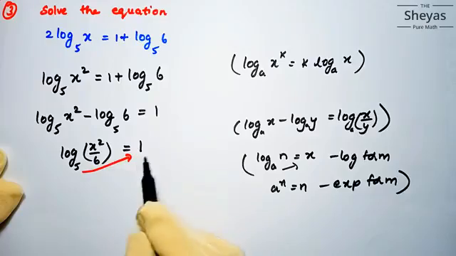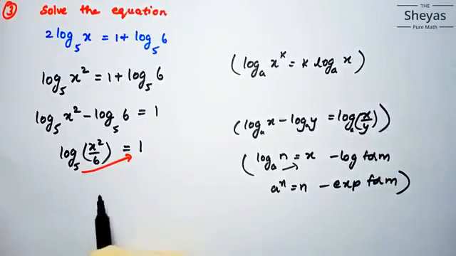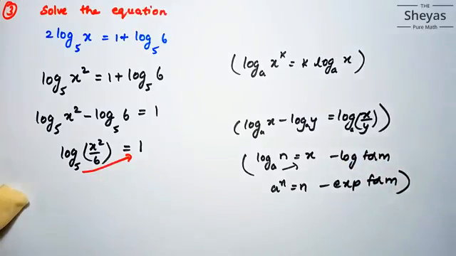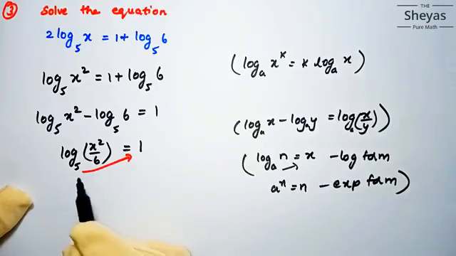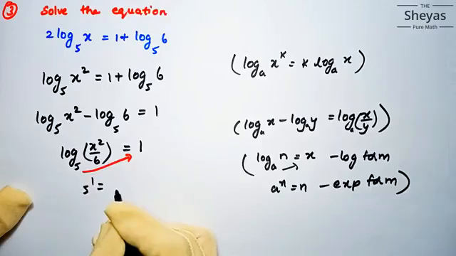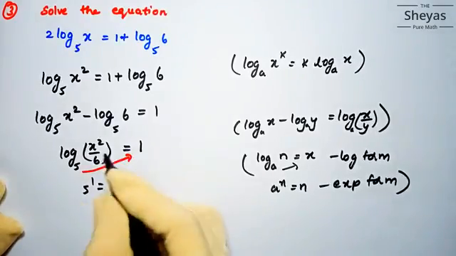I am drawing this arrow just to keep this conversion in the mind, and there is no mathematical law in that. Just for a remembrance. Okay. So a power x is equal to n. So 5 power 1 is equal to x square by 6.